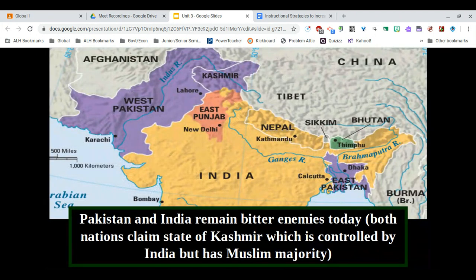Pakistan and India remain bitter enemies today. Both nations claim this region of Kashmir, which is controlled by India but has a Muslim majority. So we see a northern region of Kashmir. Now, the majority of people that do live there are Muslim. However, it is owned by India.